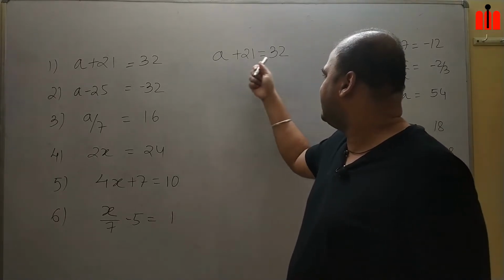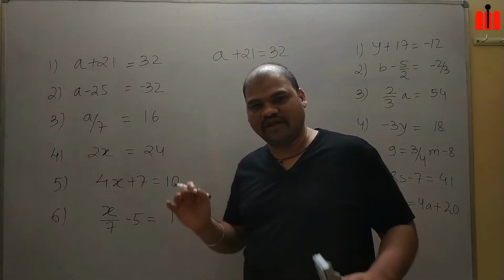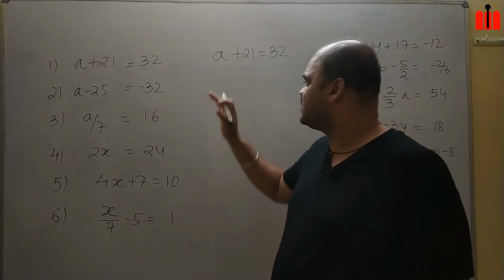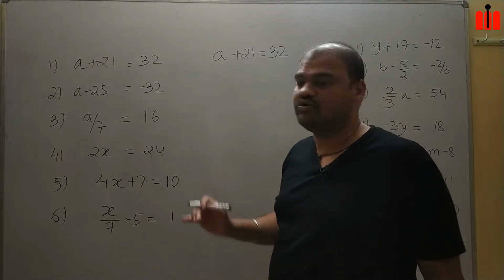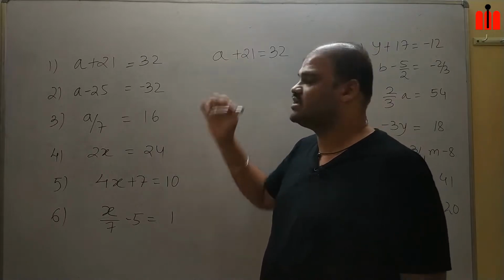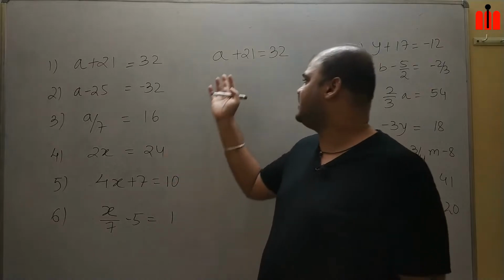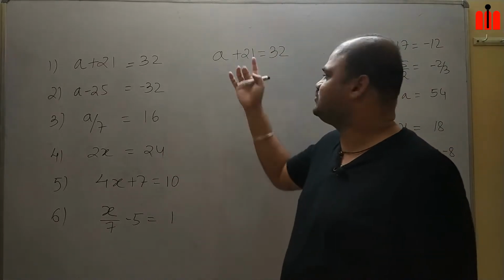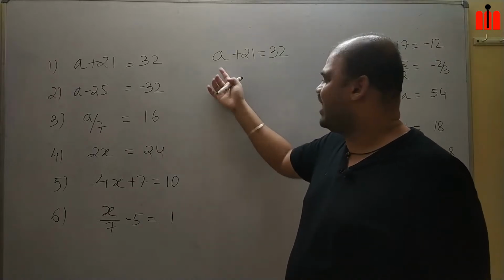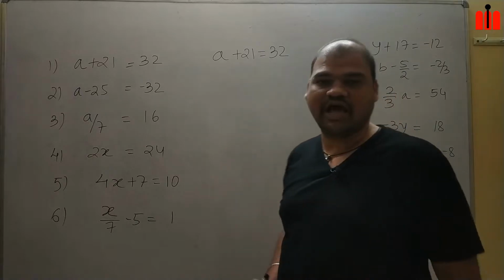Will A be lesser than 32 or more than 32? It will definitely be lesser than 32, because A plus 21, you are adding two things and you are getting 32. That means both the things will be lesser than 32, right? Only if it is 0 can it be equal to 32. But here one is 21. So to find A, you will shift this 21 towards RHS.